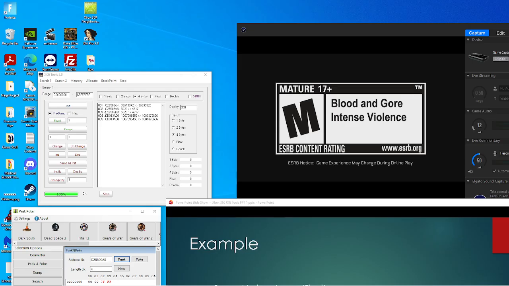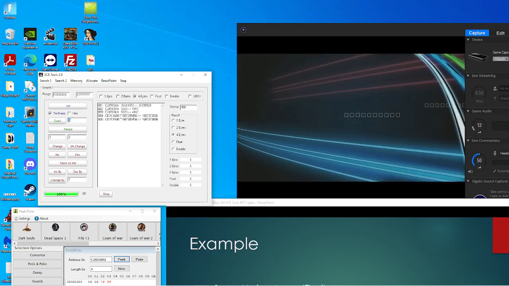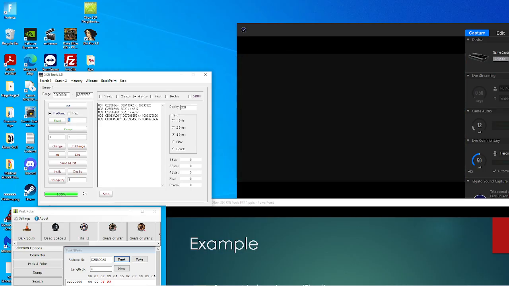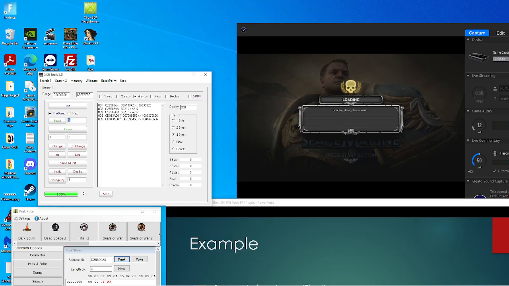So the first type of float, once again, as I said, float means decimal, will be a float that is exactly how it appears in game.